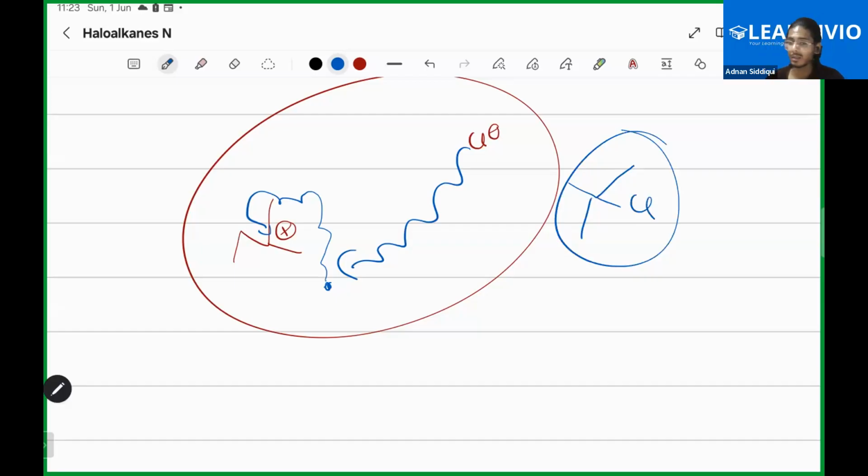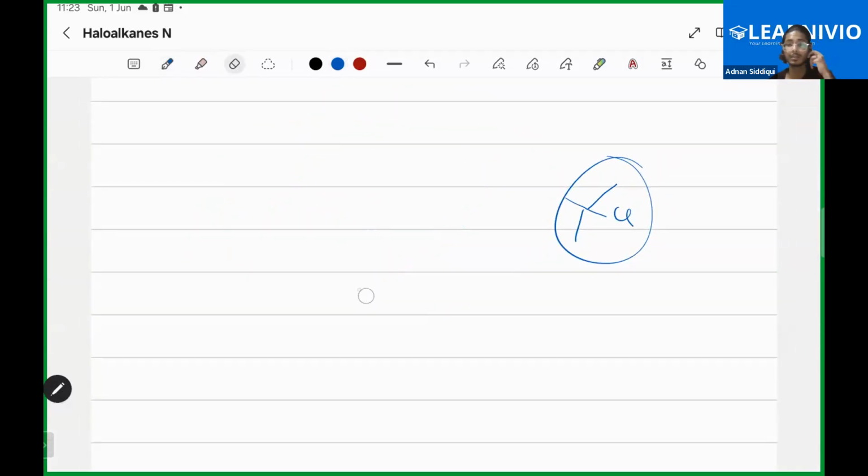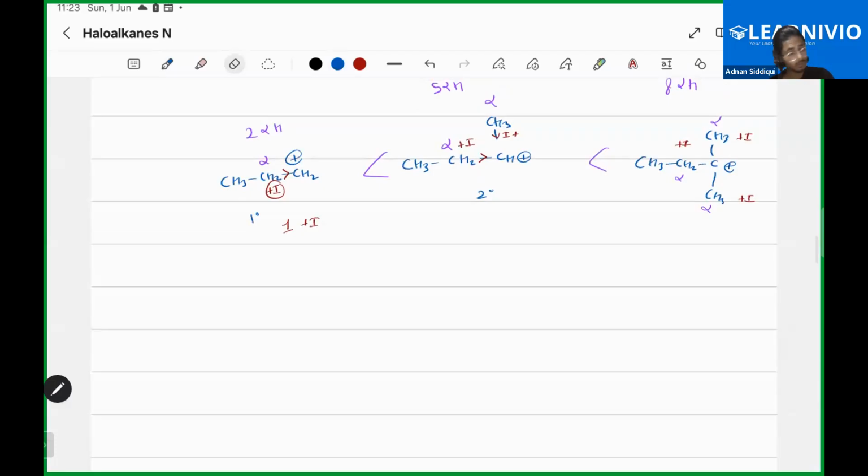Is it clear? Yes, sir. Are you sure? Because this is a concept that students find very hard to understand, like why 3 degree carbocation is unstable even though it is reacting. I hope it is clear now. If you have any doubt, you can ask.